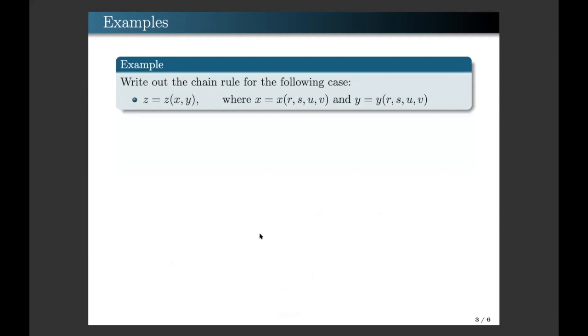All right, so let's look at one example. We have here, write out the chain rule for the following case when z is equal to z of x, y, and x is equal to some function of r, s, u, and v. The same is true for y. y is a function of r, s, u, and v.